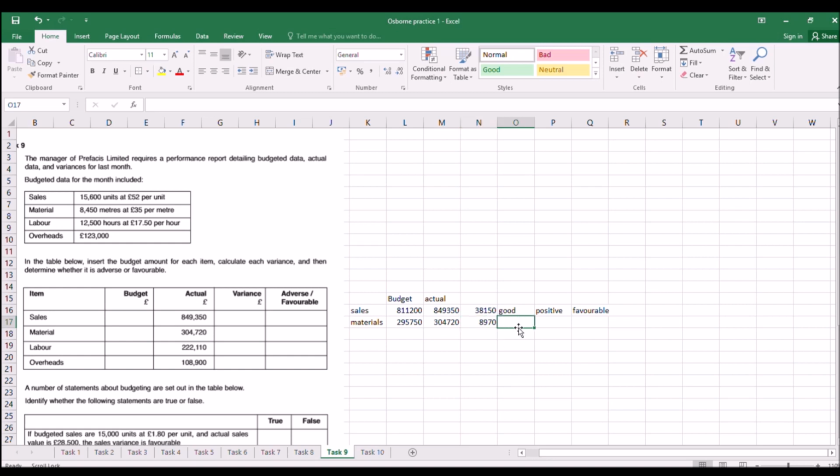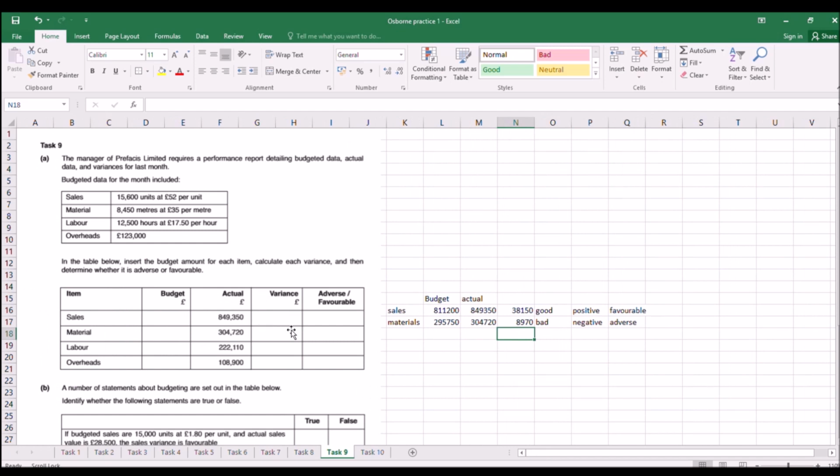and then that will be bad because we spent more than we wanted to do, so it's bad. So that would be negative in the real world, but in AAT land is adverse. Okay, so that's how that would look. So we would take those ones out and there. So that's where we are for that one.